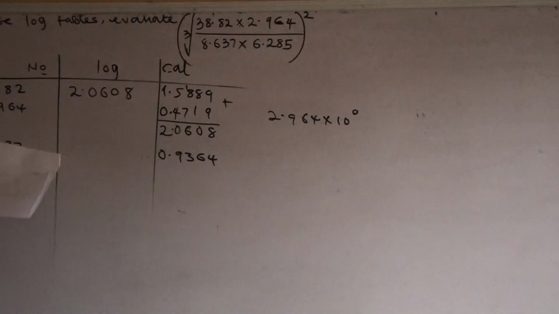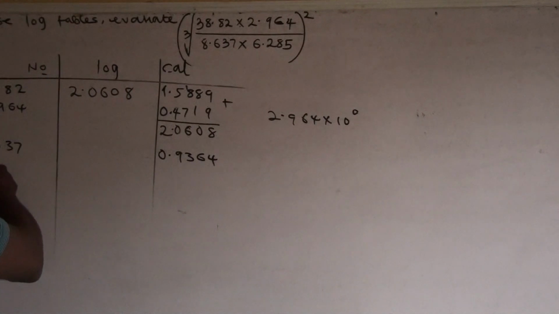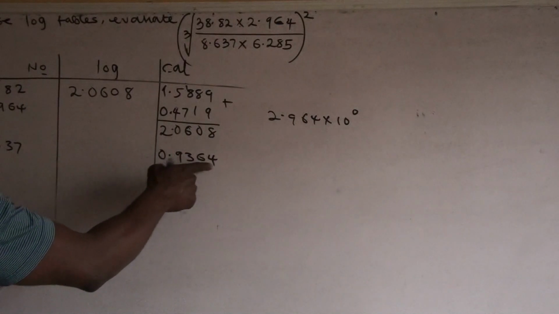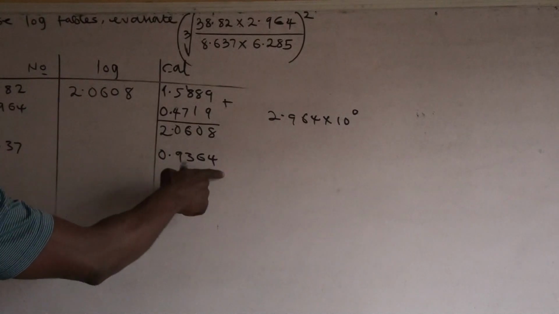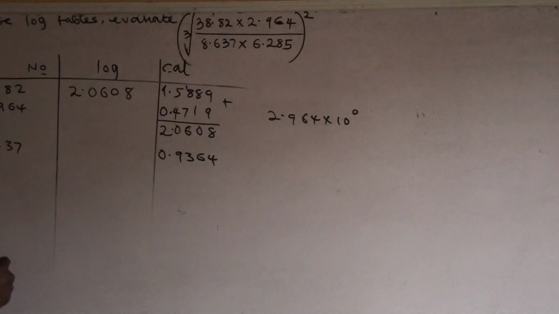0.9364. So difference 7 is 4. 86 under 3 is going to give us 9360 plus the difference 7, which is 4. You add it to it, and it becomes 9364. Okay, let's look at the next one here.